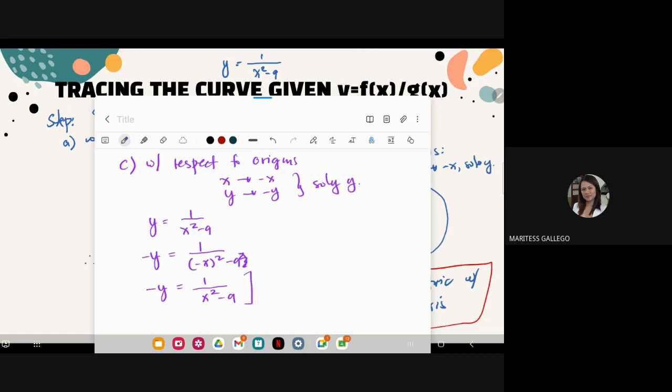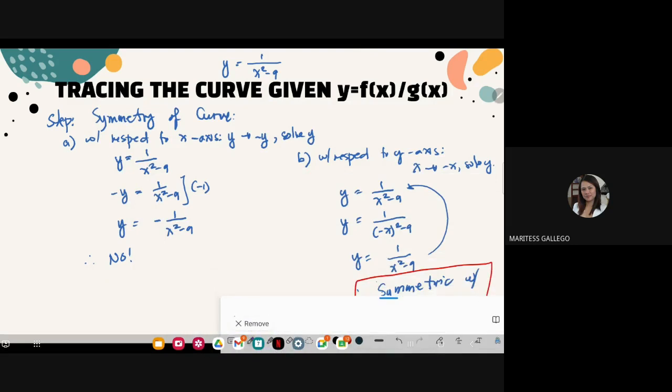So I will multiply our equation by negative 1, para y lang yung solve natin. y is equal now to negative 1 over x squared minus 9. So it's no, because we did not go back to the original function. Nag-iba yung function. So symmetric lang siya sa y-axis. Okay, so that is your step 2.